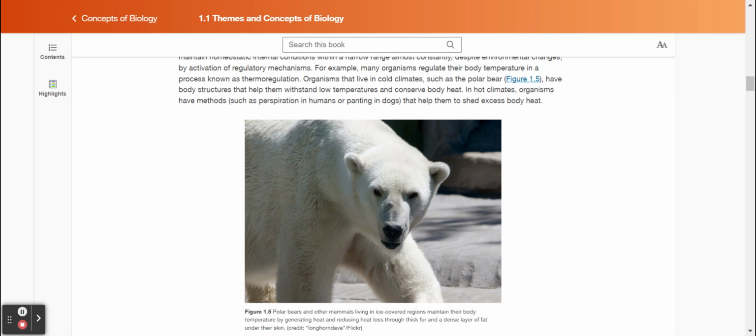Figure 1.5. Polar bears and other mammals living in ice-covered regions maintain their body temperature by generating heat and reducing heat loss through thick fur and a dense layer of fat under their skin.